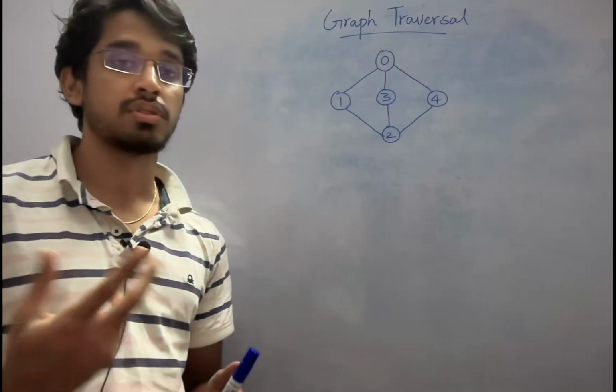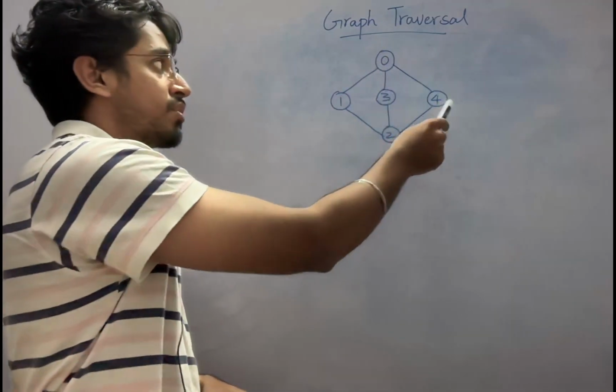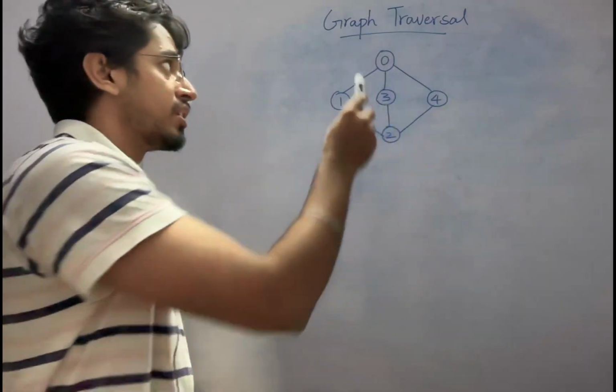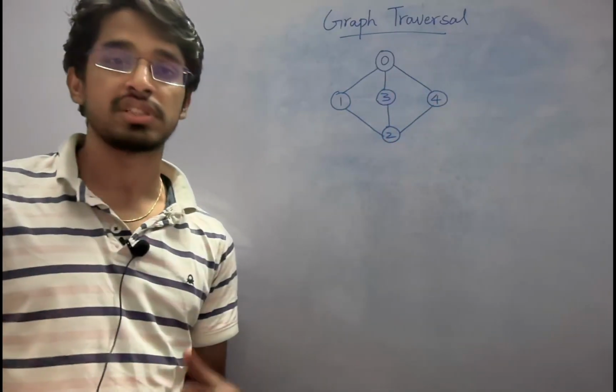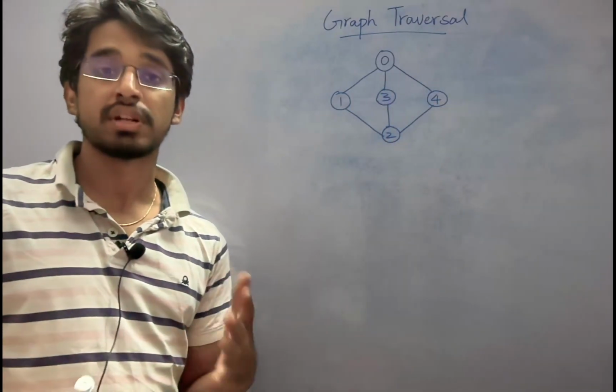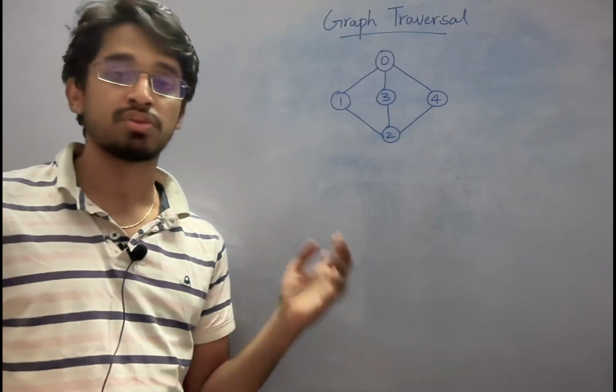I can traverse in many ways. I can go 0 1 2 3 4, or I can go in a horizontal way, that is 0 1 3 4 and then 2. So there are two types of traversal, just as we saw in the tree video as well: breadth first traversal and depth first traversal. The same applies for graphs as well.